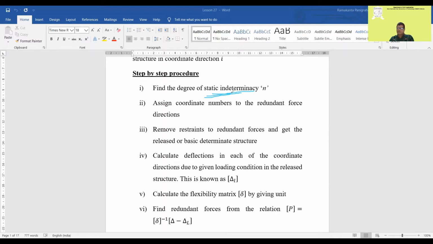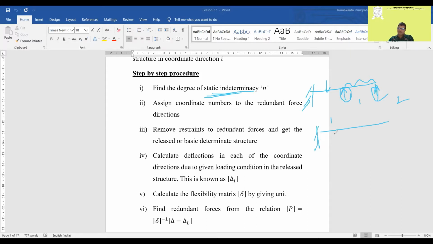So in the redundant force directions, assign the coordinates 1, 2, so that you can write the flexibility matrix by giving unit forces at those coordinates. Now remove the restraints to the redundant forces and get the released basic determinate structure. If you know these are the redundant forces, this is the basic problem. To release the structure, you take this as 1 and this as 2 as the coordinates. So the released structure will be like this.